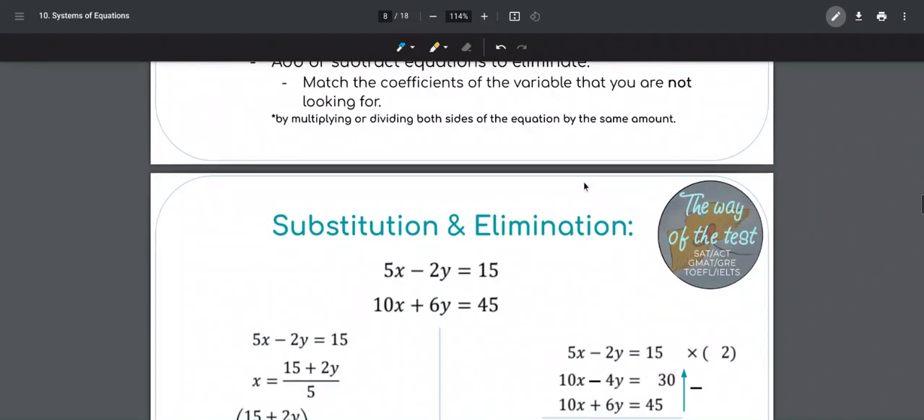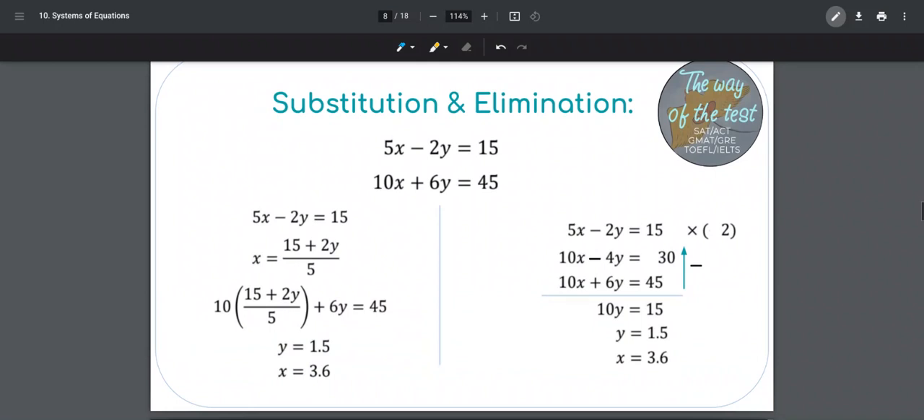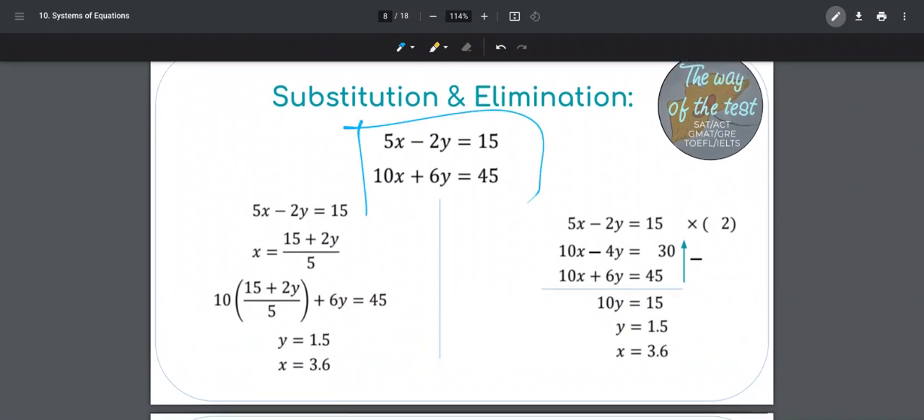Okay, so this is how substitution and elimination work. So I have this system of equations right here. So substitution works like I just put everything in terms of y or in terms of x.